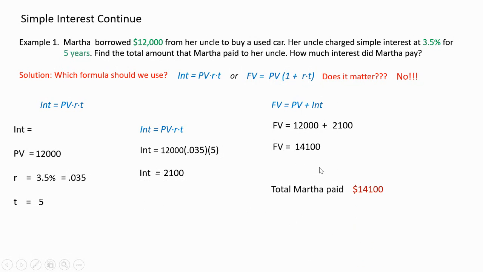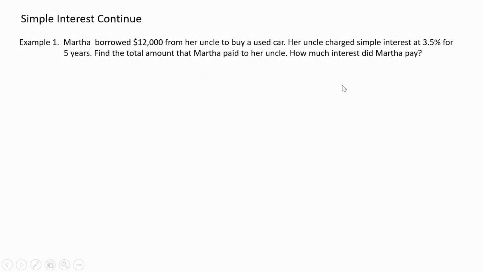Total was 14,100. Interest paid was 2,100. So on the next slide, I'm going to use the other formula, which is the future value equals the present value times 1 plus R times T. Again, same problem, but now I'm going to use the other formula. Now to use this formula, this is to find the future value.